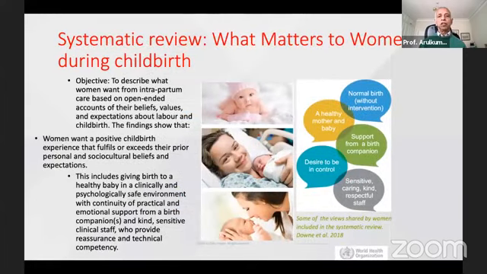Now, I mentioned WHO wanted to do a qualitative study. And what did the woman want? They wanted a normal birth without intervention. That was number one. Number two, they wanted a healthy mother and baby. Number three, support from a birth companion, because that is known from the Cochrane data analysis itself that it gives a better outcome. Desire to be uncontrolled.